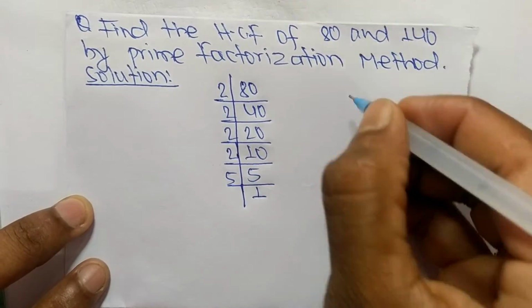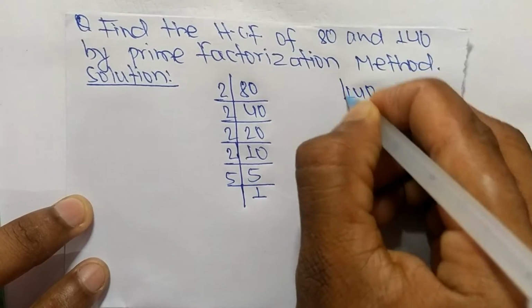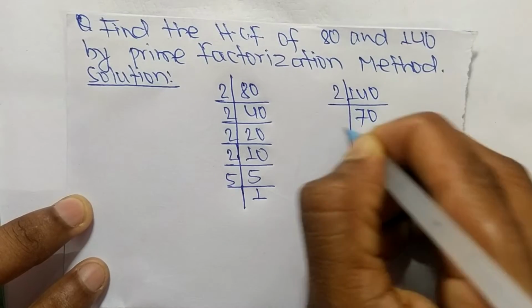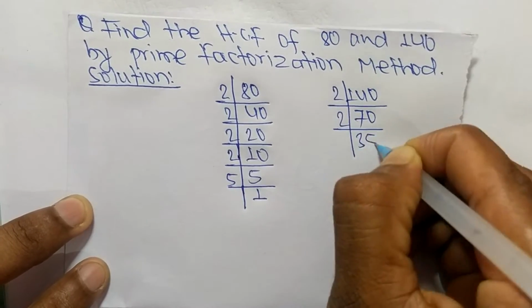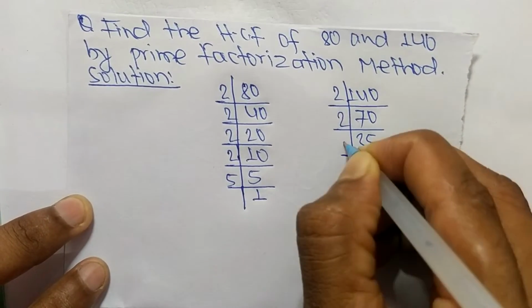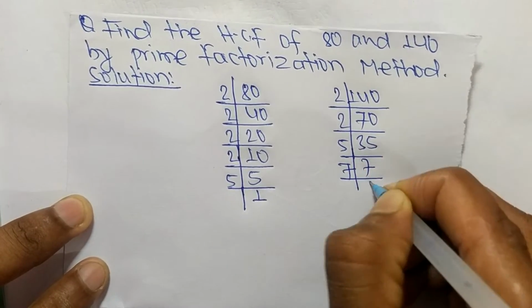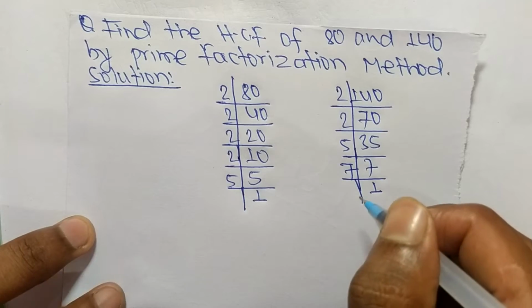Likewise, the prime factors of 140 are: 2 times 70 means 140, 2 times 35 means 70, 5 times 7 means 35, and 7 times 1 means 7.